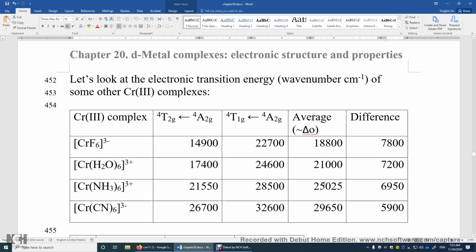19K, 21K, 25K, 29K. You can see all these numbers are in increasing order. Look at these ligands. Weak field ligand, relatively weak. In the middle, over here, strong field ligand, because cyanide is a pi acceptor. Ammonia is neither a pi acceptor nor donor. Water is a very, very weak pi donor.